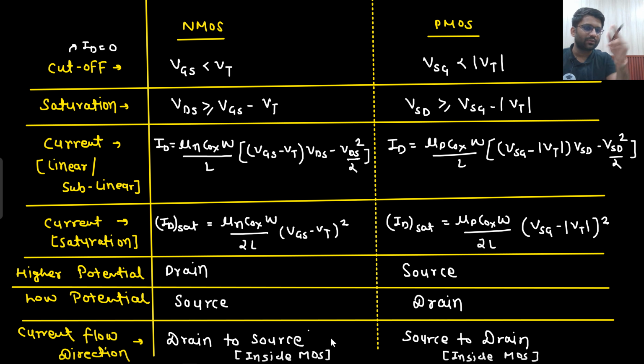Current flows inside the MOS always from higher potential to the lower potential. Drain to source, source to drain. Okay, so this was a big blunder from my end which I needed to correct. So that I have corrected here. So let's move to the next lecture now.